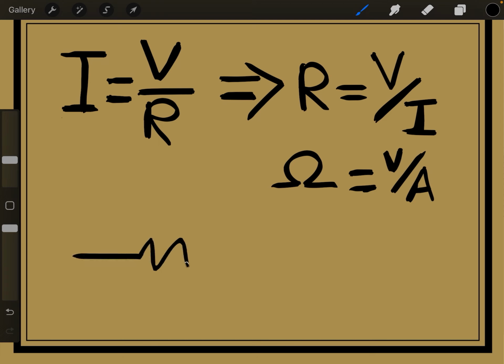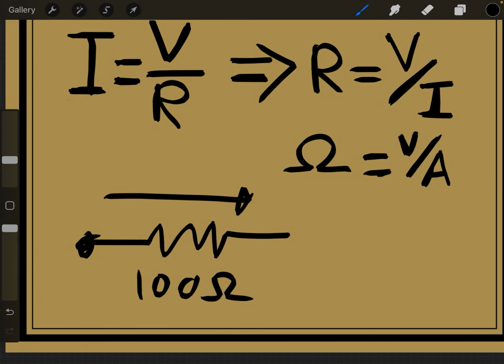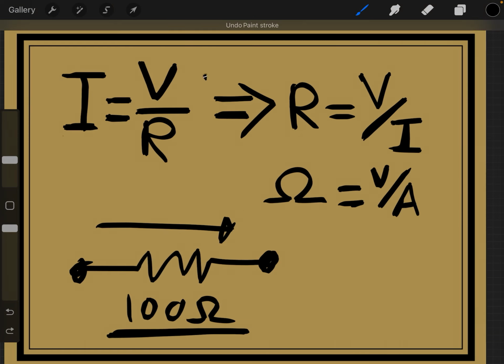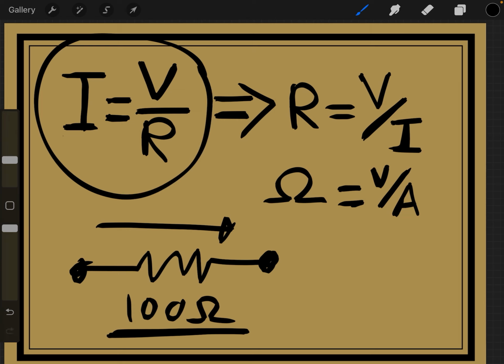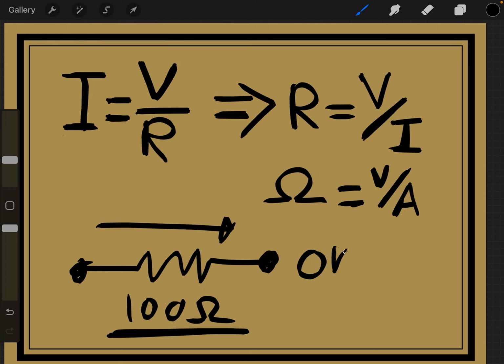So when we say a resistor is 100 ohms, we're saying that the current going through this resistor is equal to the voltage across that resistor divided by 100. And this law right here, this formula, I is equal to V divided by R, or rearranged to be R is equal to V divided by I, is what is known as Ohm's law. And it is the relationship between voltage and current across any material.